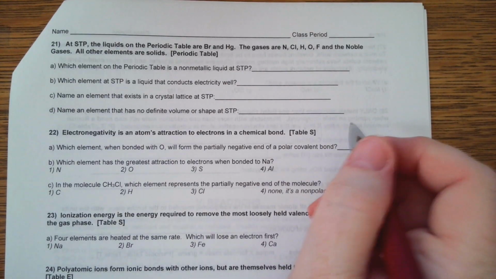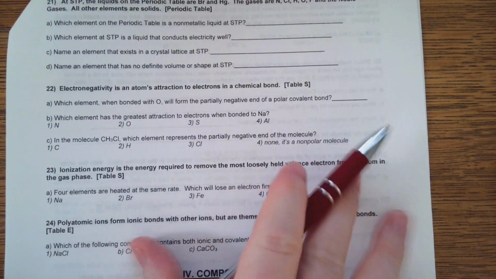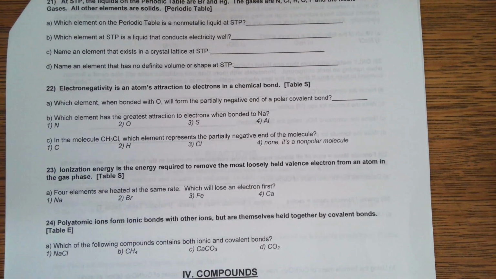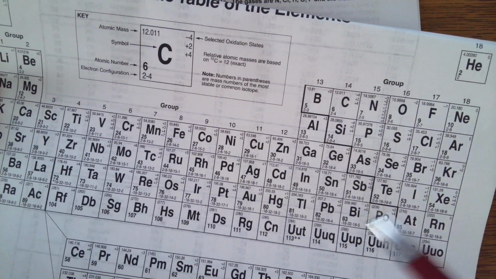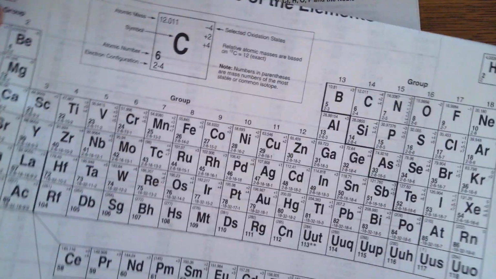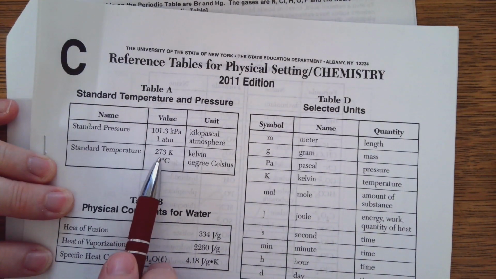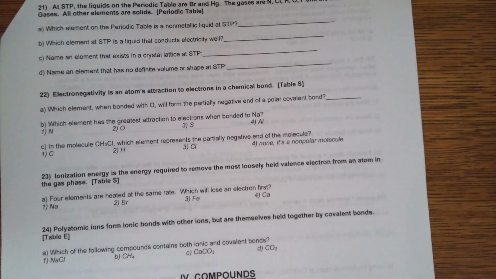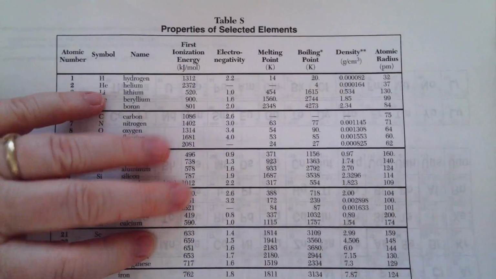All right. Which element on the periodic table is a non-metallic liquid at STP? All right. Only 2 liquids on the periodic table at STP. Now you could memorize them, which I do, which is Hg and Br. Also, if you remember, STP is 273 Kelvin, right? And we could use this magic right here, table S.